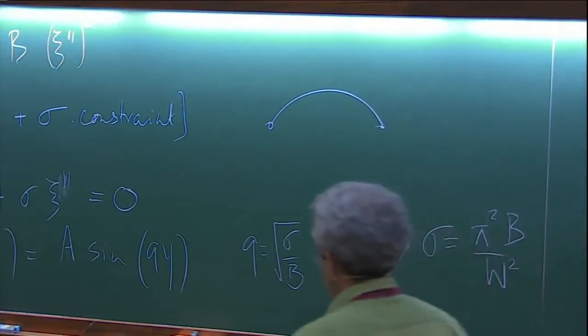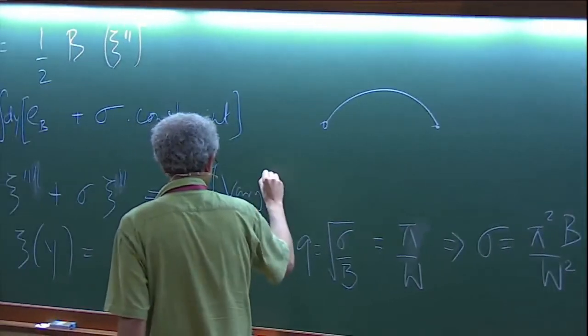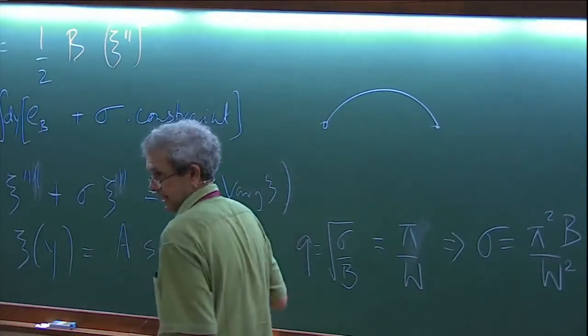So this is the Euler-Lagrange equation you get from doing a variation on psi.